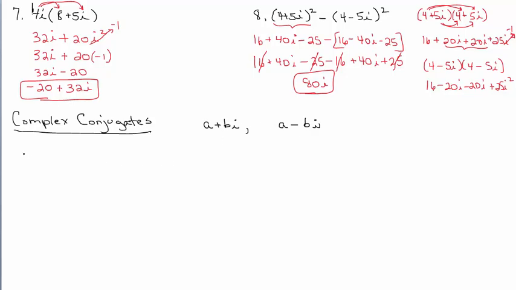Why we care about complex conjugates is because they have some interesting multiplicative properties. All right, so if you're given an example on your homework and you're asked to find the complex conjugate of the number 1 plus I, we're going to say that the complex conjugate is 1 minus I.